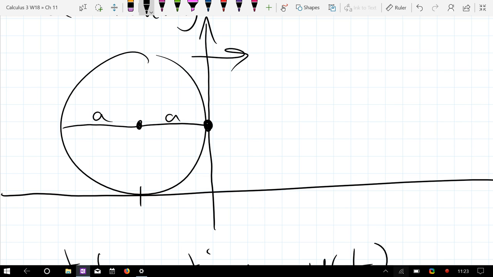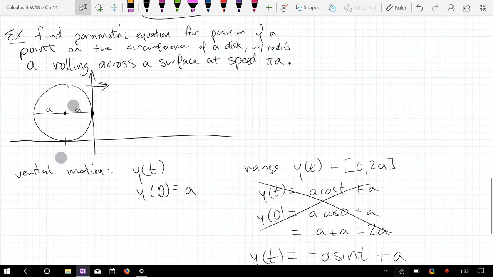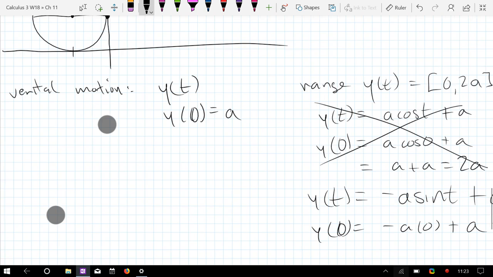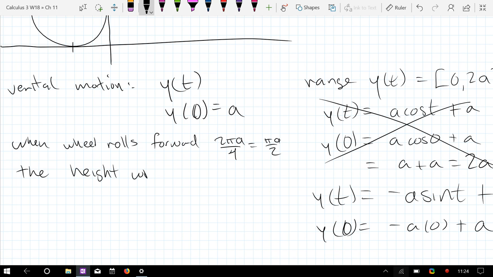So let's think about, what does it take to get a quarter of the circumference? What is the circumference of this circle? Circumference is pi d, so it's pi times 2a, or 2a pi. So when it rolls forward two pi a over 4, which is pi a over 2, the height will be 0. This will be the first time the height will be 0. It won't hit the ground before this. It'll hit the ground right at this distance.